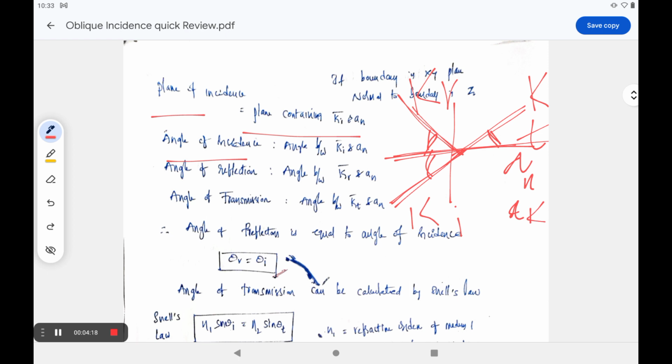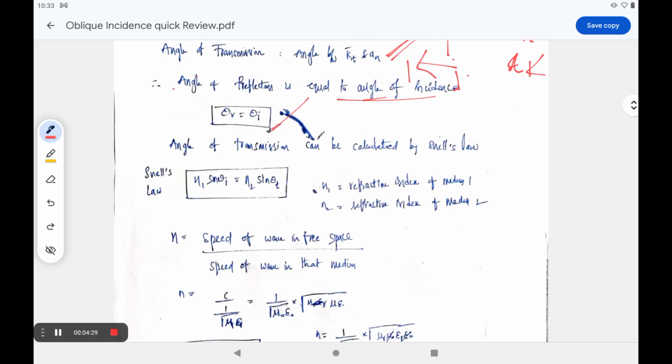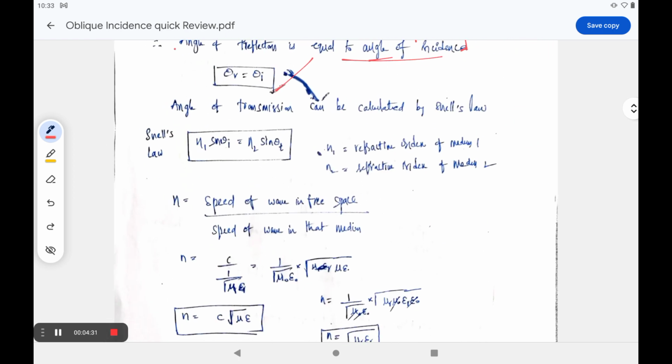Okay. So these are some of the important terminology. The angle of reflection value is also equal to the angle of incidence value. Therefore, theta i is equal to theta r. The angle of transmission can be calculated using Snell's law, where Snell's law is n1 sin theta i equal to n2 sin theta t, where n1 is the refractive index of medium 1, and n2 is the refractive index of medium 2.